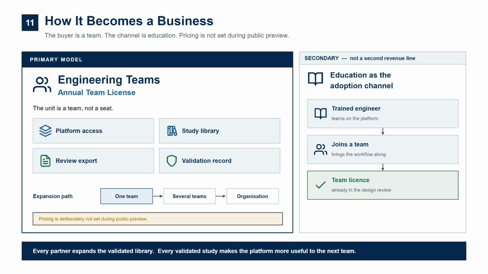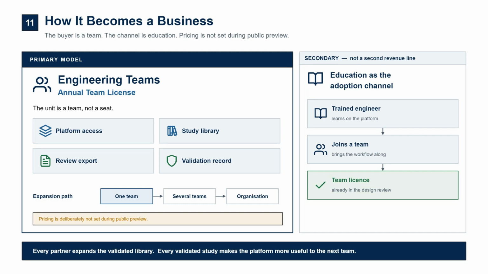Because architecture decisions are usually collaborative, a team-based model may ultimately be more appropriate than individual access. The potential value lies in giving a team a common analytical framework for architecture exploration and design review. Such a model could bring together platform access, validated studies, engineering review outputs, and validation records within a shared workflow. At the public preview stage, however, our priority is not pricing or a fixed commercial model.